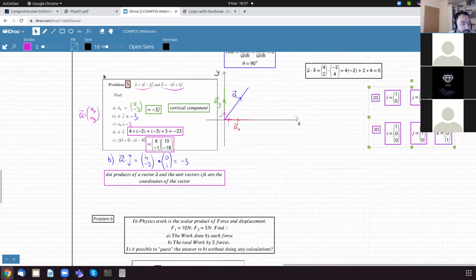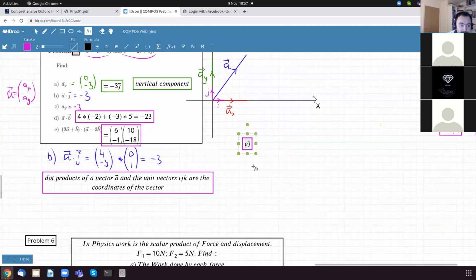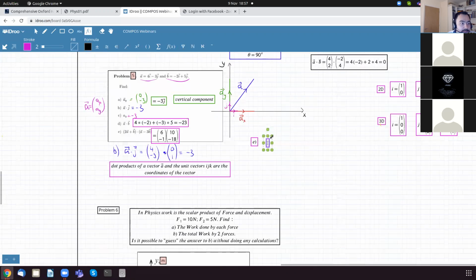So question E. Because we know that vector a is (4, -3), and vector b is (-2, 5).